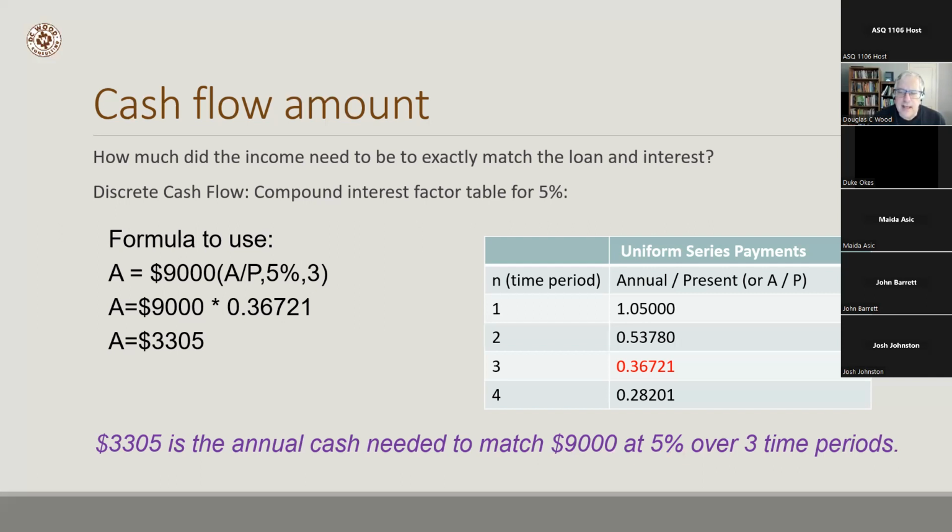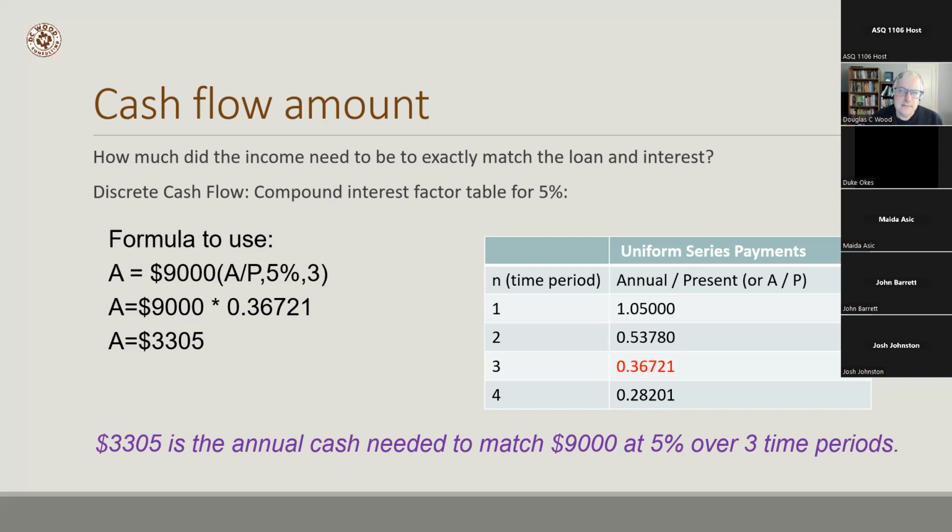The A is called the uniform series payments. Accountants have their own language. Okay, and so that's a uniform series called A, or annual, right? So you can see here that 3305 is the annual cash needed to match $9,000 present value over 3 time periods if your interest rate is 5%.